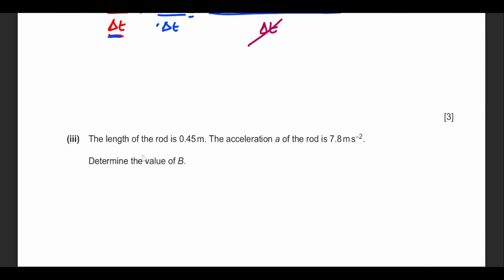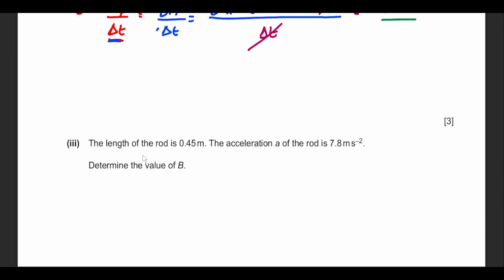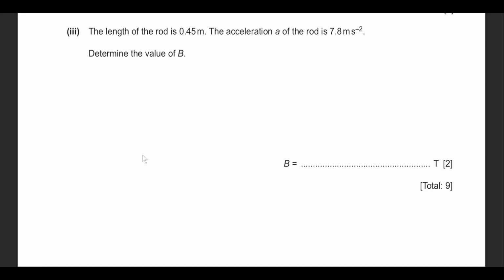Even if you're unable to solve this part, you will still get credit for this mark. You'll still get credit for using this equation in the next part, so please don't lose hope. The length of the rod is given to you, the acceleration is given to you, the value of B is supposed to be found out by using that equation. So we will have to go back to the graph and pick out the value. So this is EMF equals BLAT.